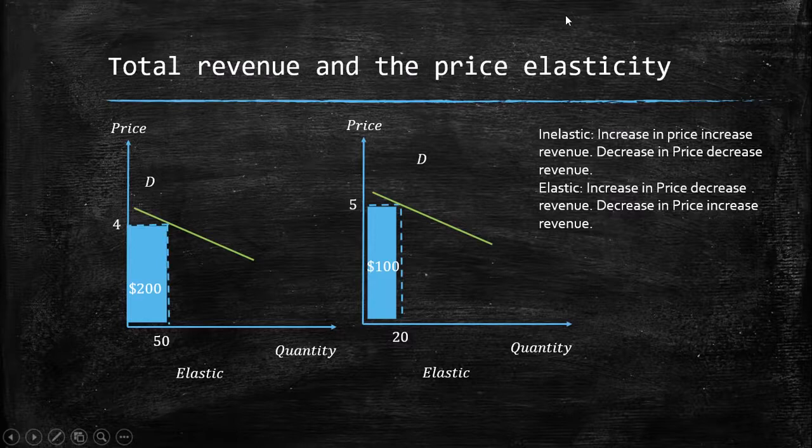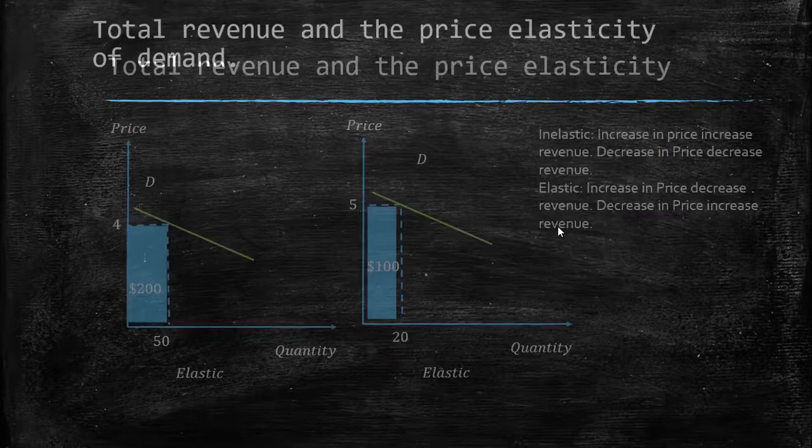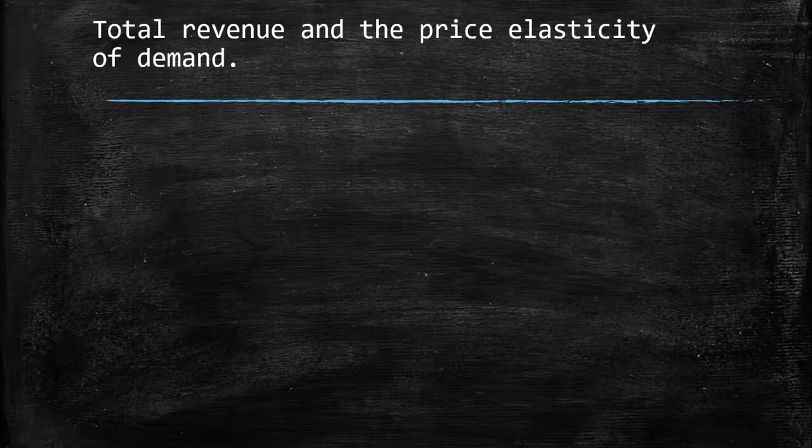So here is so important. Where the curve is inelastic, an increase in price increases revenue, but a decrease in price decreases revenue. This is like a positive relationship. On the other side, we have the elastic. So an increase in price, like in this case, gives a decrease in revenue, and decreasing the price gives an increase in revenue. So now we're going to see total revenue and price elasticity of demand.